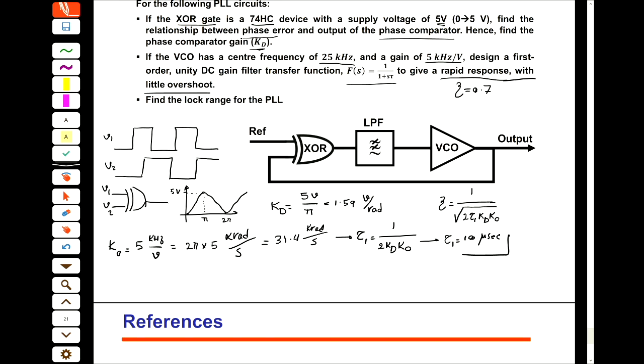And then what's the low pass filter? The low pass filter is just a simple R and C, and tau 1 equals RC. Okay. So you pick a value for R and then find the value for C. For example, R equal to 1 kilo ohm, or 100 ohm, and then find the value for C based on this.